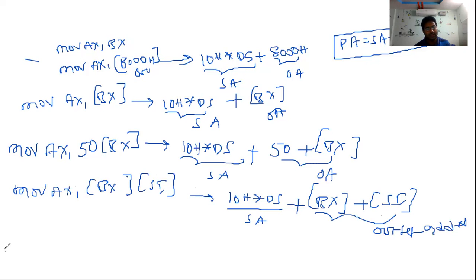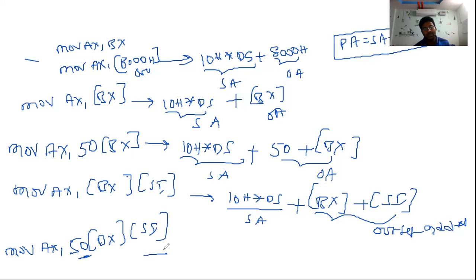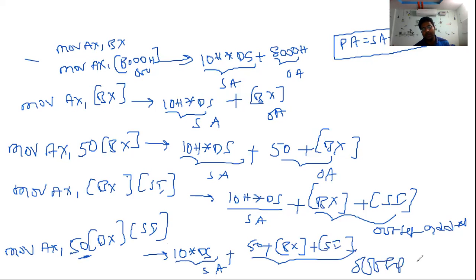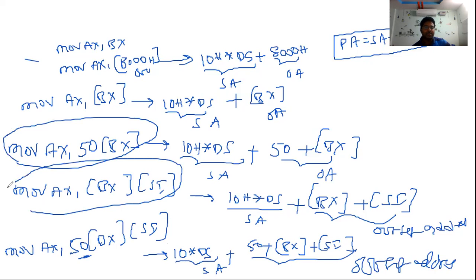Or otherwise, suppose MOV AX, some 50 into the BX and the SI. This is the relative, you know that. Write 10H into the DS, the segment address, plus remaining all are offset address: 50 plus BX plus SI is the offset address. I hope you understand how the microprocessor identifies memory locations. This is the way the microprocessor identifies the memory location, that we can have as effective physical address.